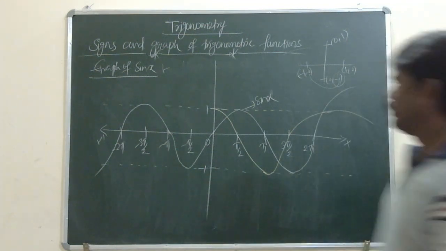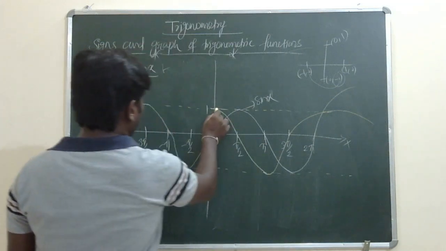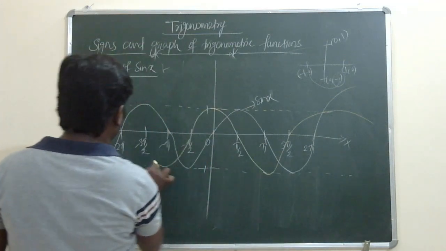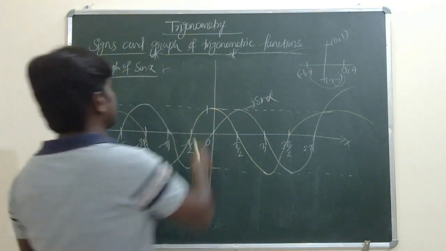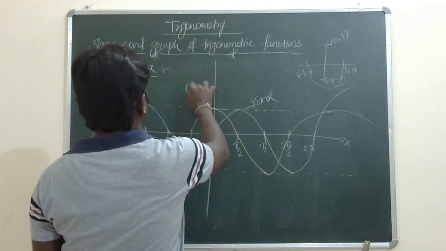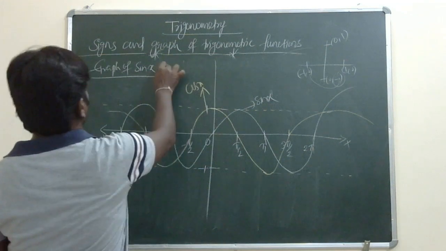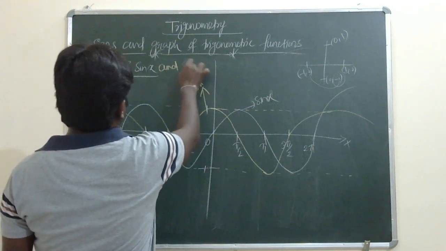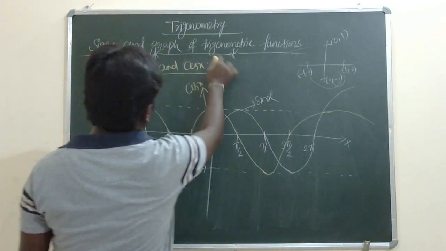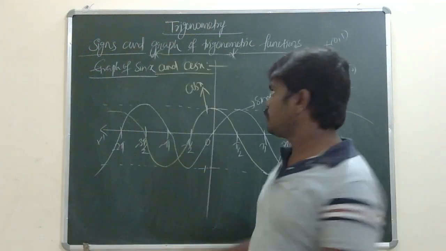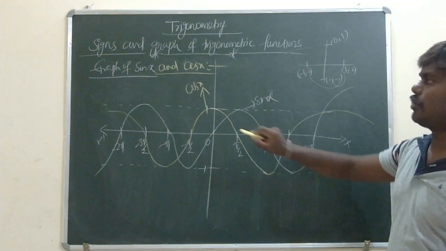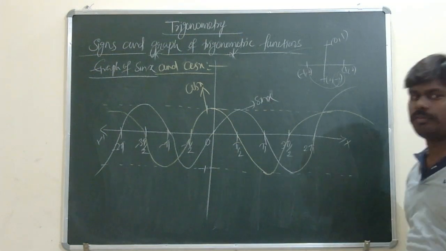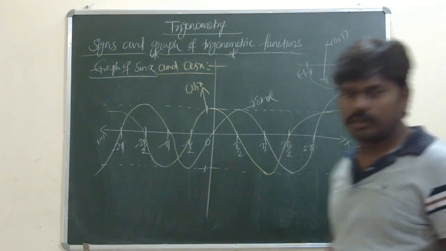Okay, even here also the same thing. So here pi by 2, here pi by 2, like this. So this is the graph of cos. Okay, so this is the graph of the cos. So sin x and also cos x. Okay, so now we will see the graph of the tan.